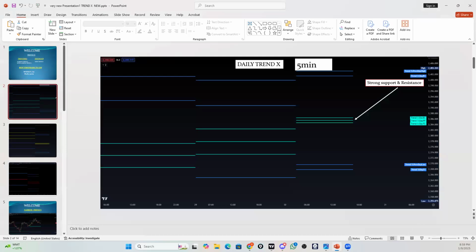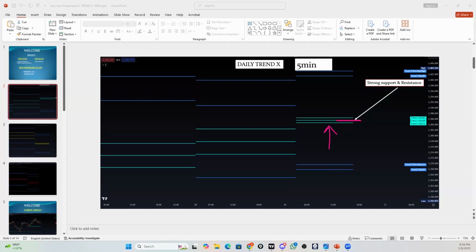When you apply it to your chart, this is how the Trendex looks. This is the daily Trendex. We have three different Trendex: daily, weekly, and monthly. When we use the daily Trendex, it should be a 5 minutes time frame. Here you can see the three lines. The three lines are really important for 5 minutes trades. The center one is the important one.